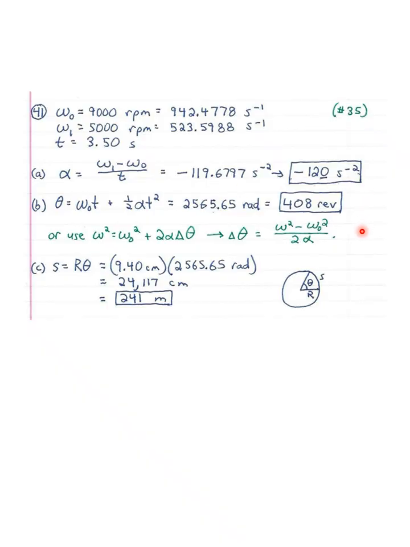Or you can see in the green ink here, you could also use this kinematic equation. Omega squared equals omega naught squared plus 2 alpha delta theta. Solve it for delta theta, and you'll get the same answer.